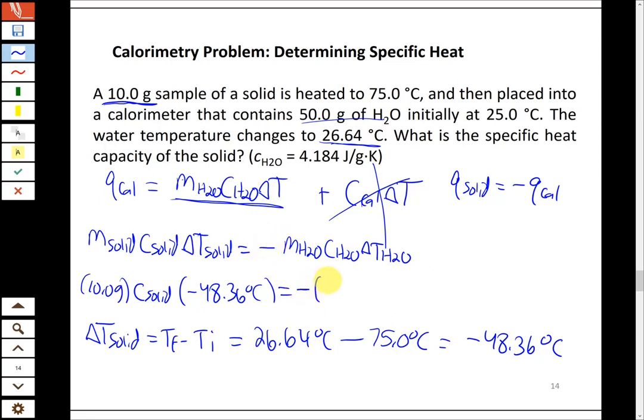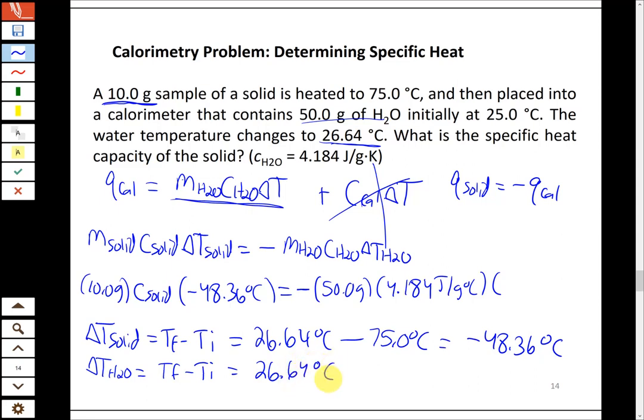So the mass of water is 50 grams. That's directly given to us. Heat capacity of water is always known, 4.184. And then delta T for the water, same final temperature of 26.64. They both go to the same final temperature. The initial temperature for water was 25.0. So the water is warming up because it's absorbing the heat from the solid. And so that's going to be a positive 1.64. So that goes in here.